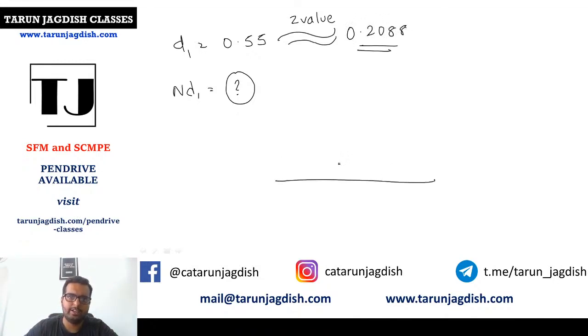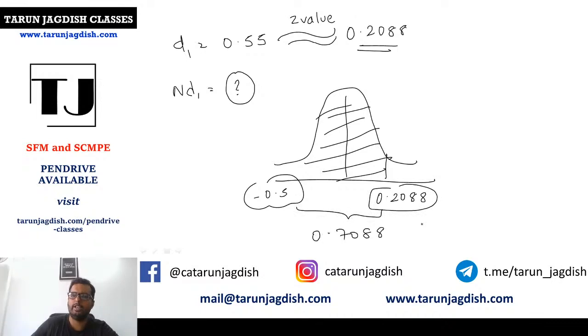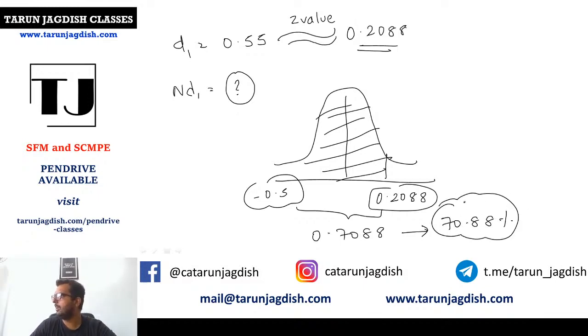Once I get this, I can draw a normal distribution curve. This will come on the right side, 0.2088, and the requirement will be less than. So 0.5 plus 0.2088, I'll get the answer as 0.7088. Or can I say ND1 is nothing but 70.88 percentage? Can you please write down till here in your books now?